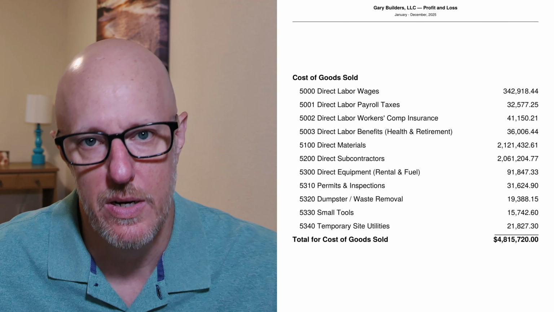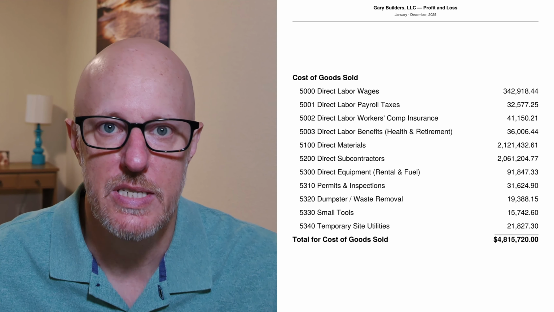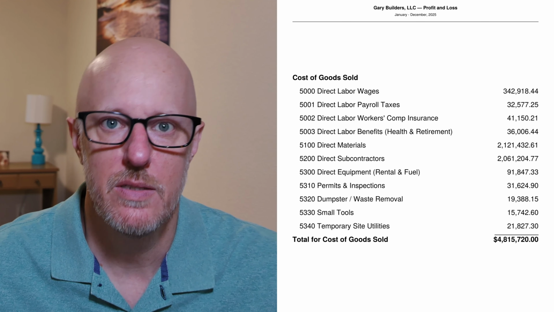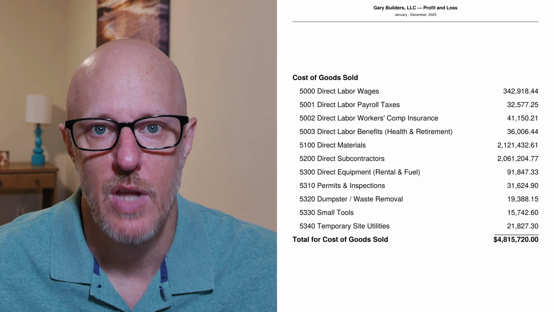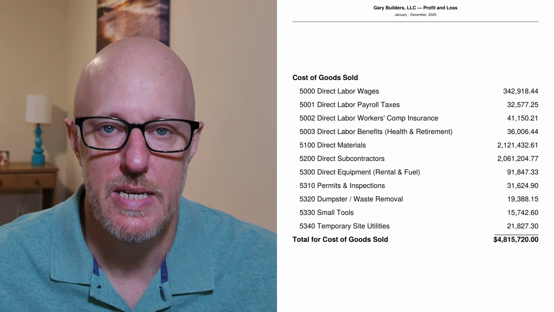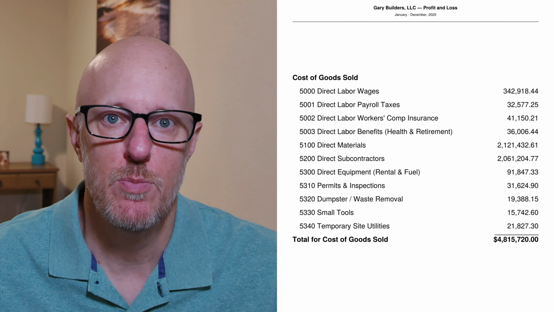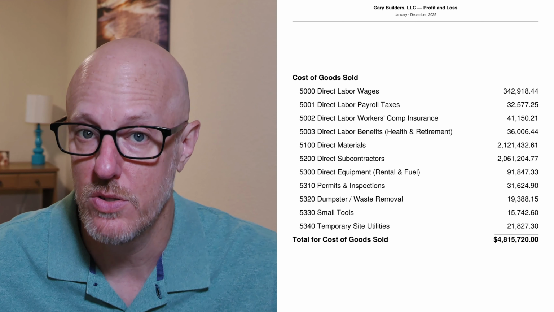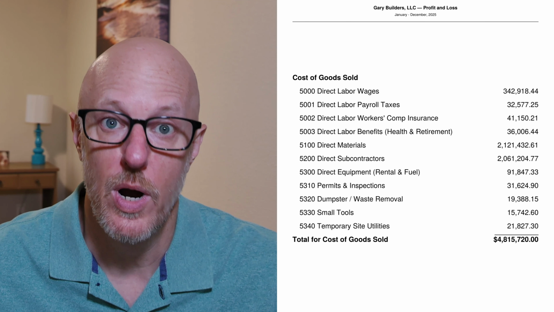sold. Materials, subcontractors, the labor actually swinging a hammer on site, equipment rental and fuel for that equipment, permits, dumpster rental, small tools, temporary site utilities. All of it exists because of a specific job, not because the business exists in general. On Gary's P&L, you can see his labor broken out in real detail. Wages, payroll taxes, workers' comp, and benefits, all sitting right here in cost of goods sold where it belongs.